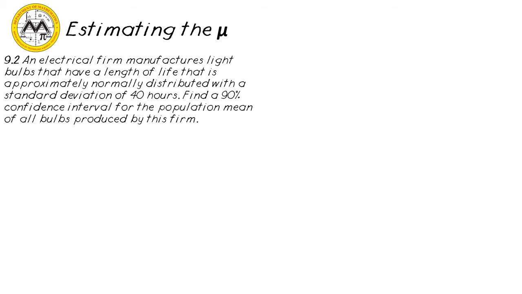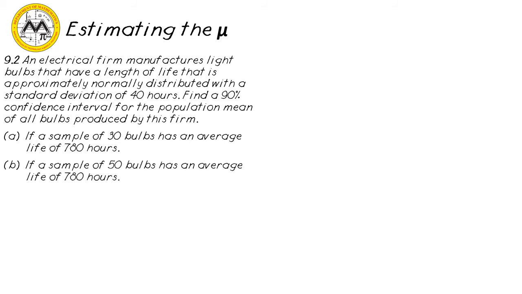Another example for estimation of the mean. An electrical firm manufactures light bulbs that have a length of life that is approximately normally distributed with a standard deviation of 40 hours. Find the 90% confidence interval for the population mean of all bulbs produced by this firm if a sample of 30 bulbs has an average life of 780 hours, if a sample of 50 bulbs has an average life of 780 hours, and if a sample of 100 bulbs has an average life of 780 hours.